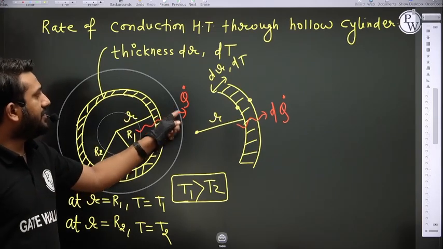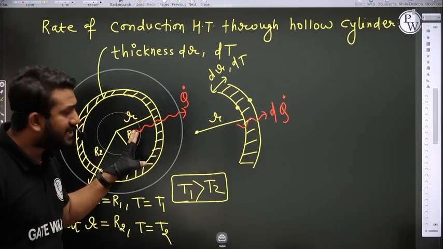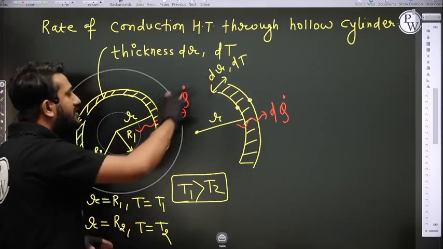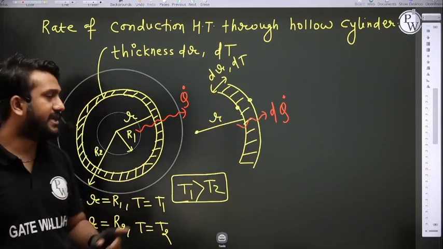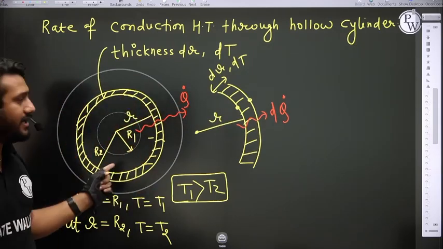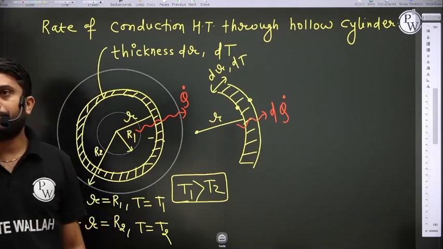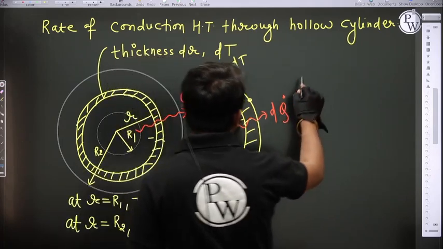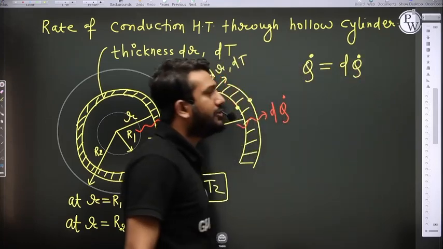So what is the relation between this Q dot and dQ dot? From this diagram, it is clear that whatever rate of conduction heat transfer occurs from this hollow cylinder, the same rate occurs from this small element also. From this figure, it is very clear that Q dot is equal to dQ dot.